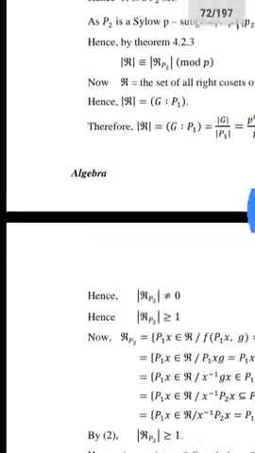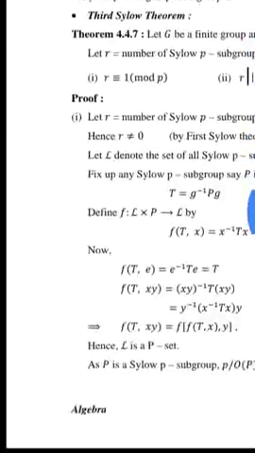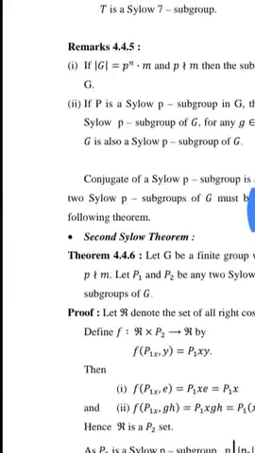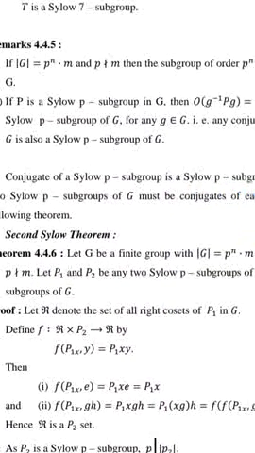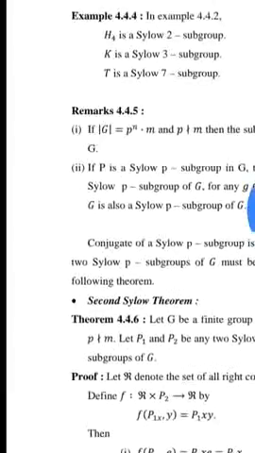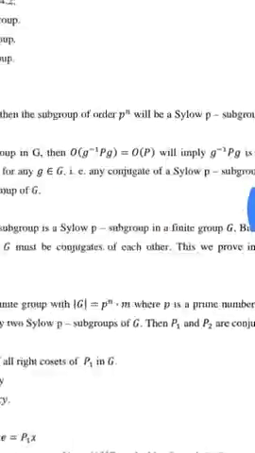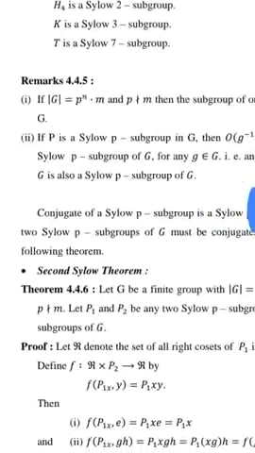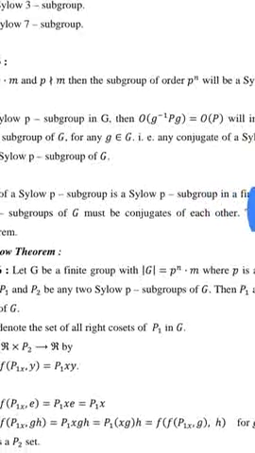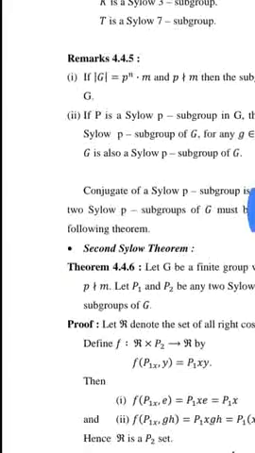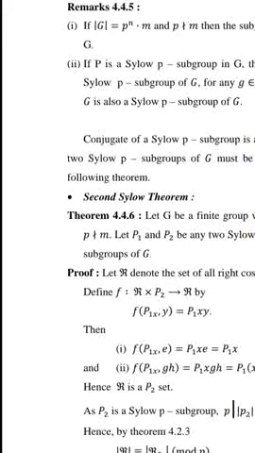Second Sylow theorem. Now see here. A conjugate of a Sylow p-subgroup is a Sylow p-subgroup in a finite group, but any two Sylow p-subgroups of G must be conjugate to each other. This will prove the following theorem.